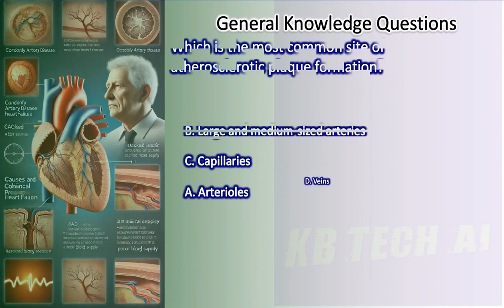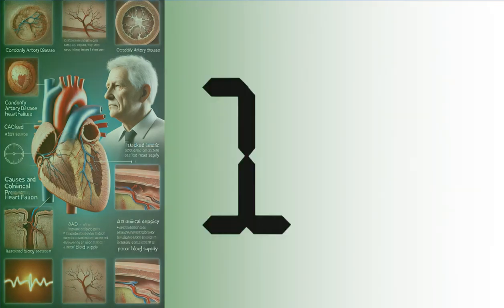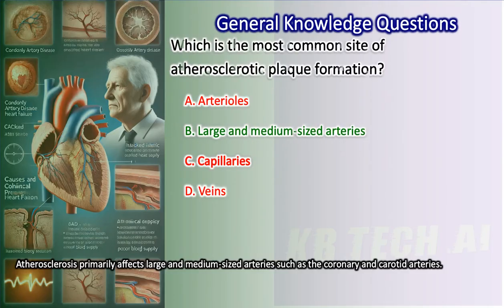Which is the most common site of atherosclerotic plaque formation? Option 1. Arterioles. Option 2. Large and medium-sized arteries. Option 3. Capillaries. Option 4. Veins. The answer is option 2.